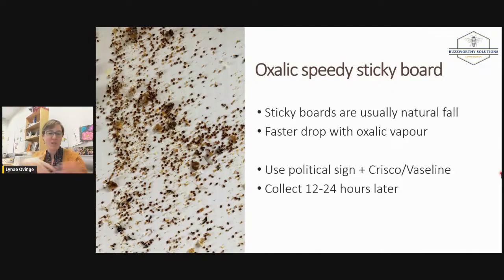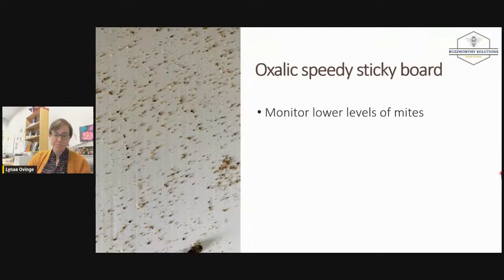And then also Crisco or Vaseline, they coat it really fast, and then they'll collect it 12 to 24 hours later. So it's really fast. You can think of it as essentially a giant Varroa shake. If you're doing a Varroa shake on the whole hive, by blasting it with oxalic, you should get most of the mites that are on the bees. It allows you to know kind of all the mites that were on the bees in that hive at that point. Obviously, there's lots of mites in the brood, but it's a good monitoring tool and a very inventive one.